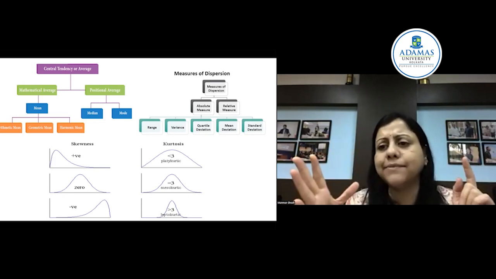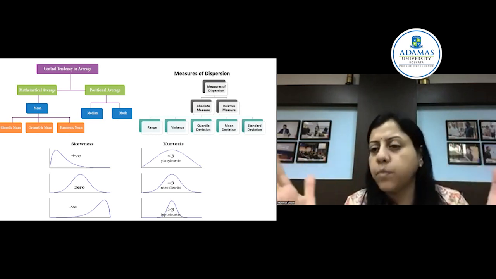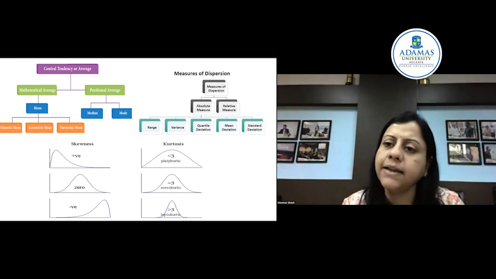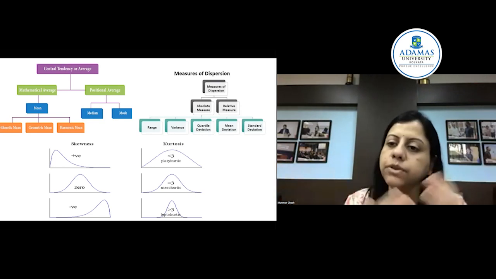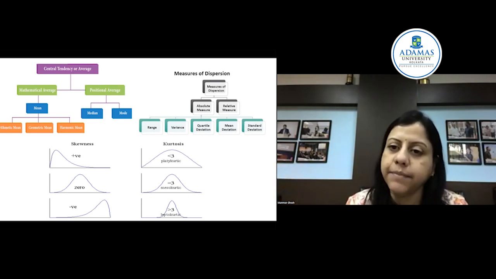So what's your highest value in the data set and what's your lowest value? What's the difference? How far apart they are? That is described by range. So now we are still continuing with describing the data.